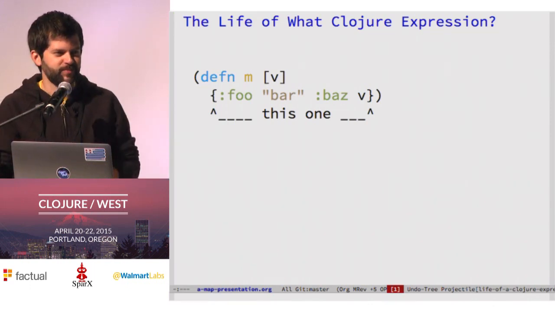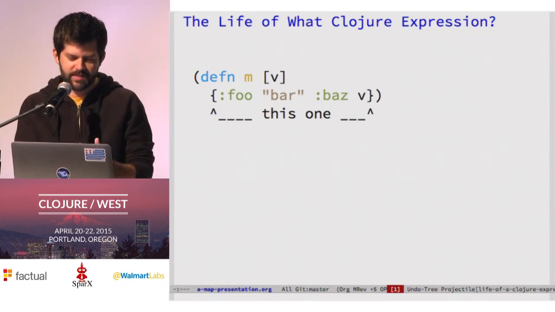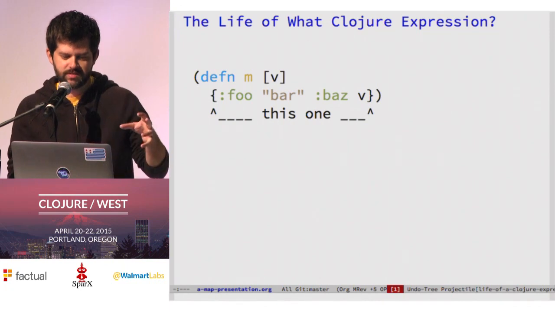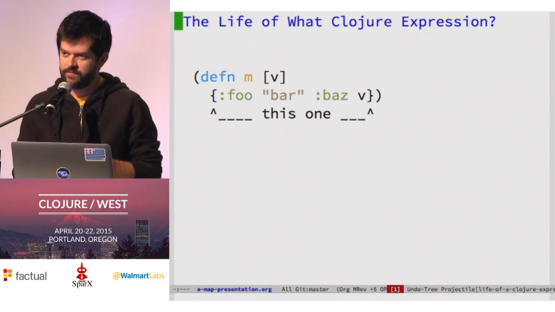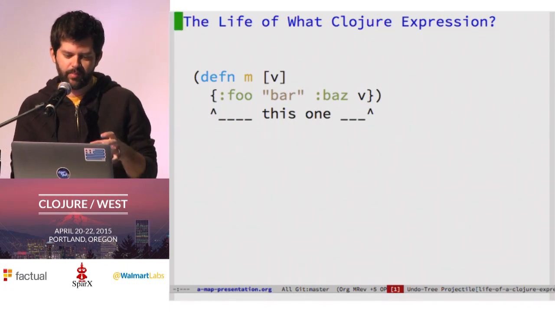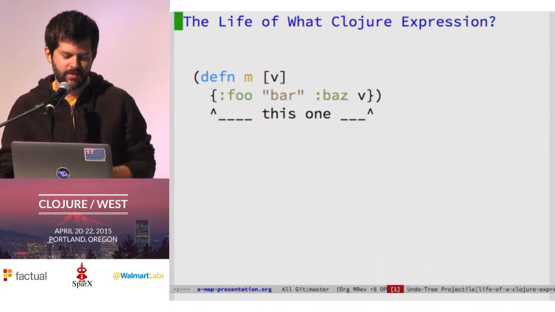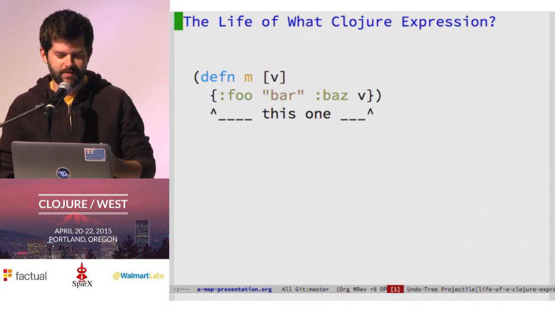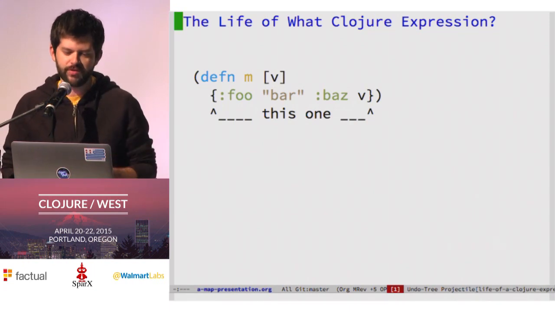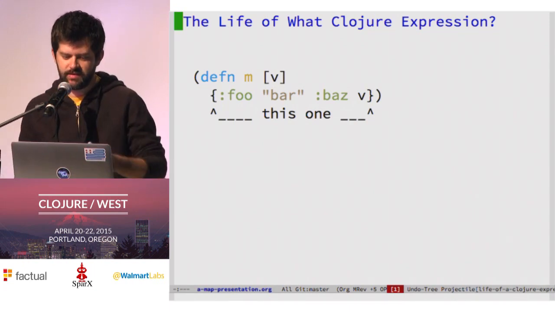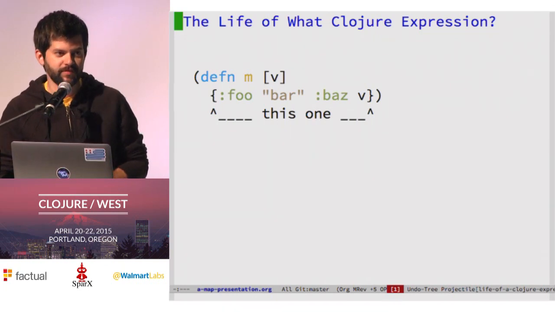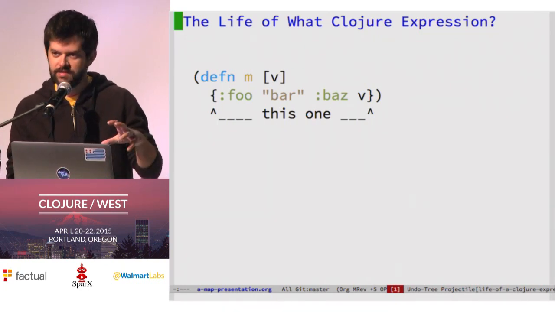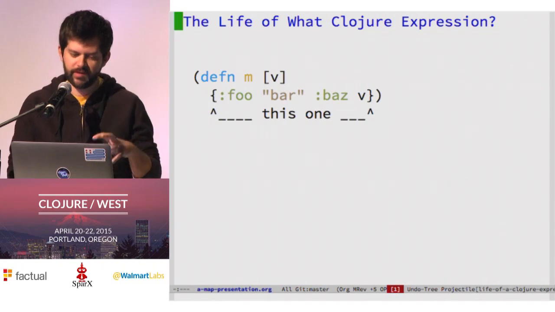Okay, so what Clojure expression are we talking about? It's this one. So there's this simple function, but the expression we're really going to focus on is this map literal that's the body of this function. It's got two keyword keys and a hard-coded string value, and takes its other val from an argument to the function.